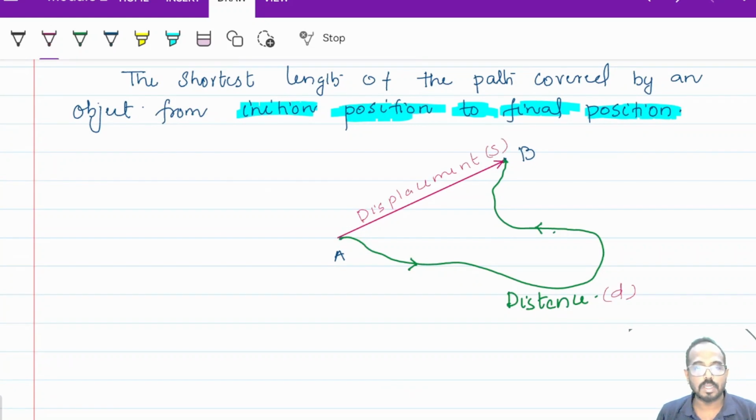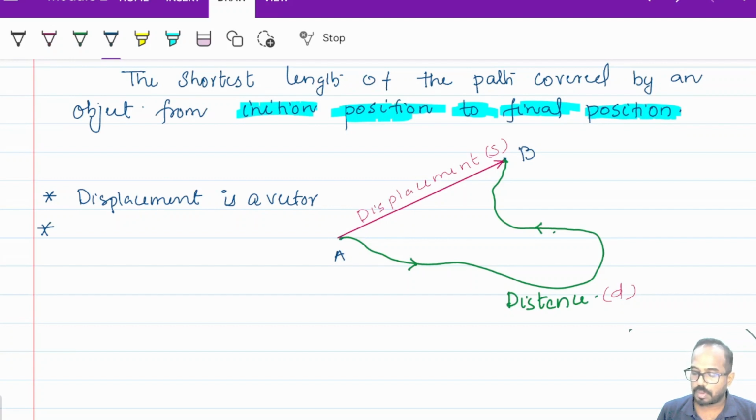So distance and displacement, is it clear? Displacement is a vector quantity and distance is a scalar quantity. So what are the points you need to remember here? First one, displacement is a vector quantity.